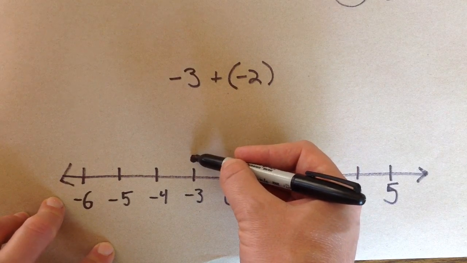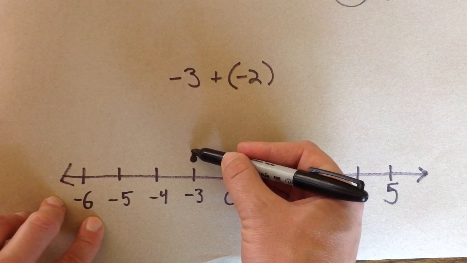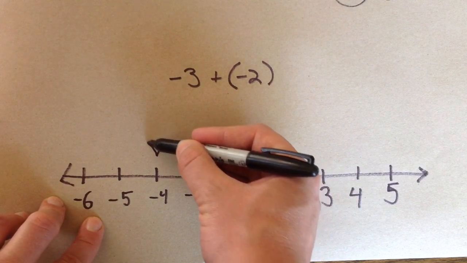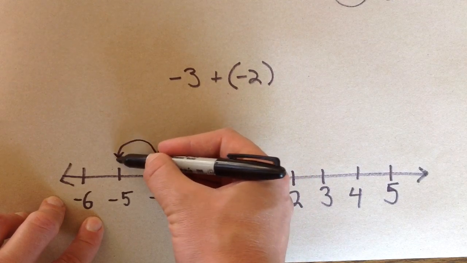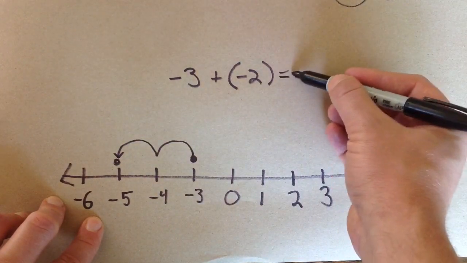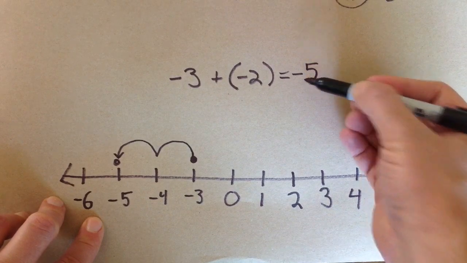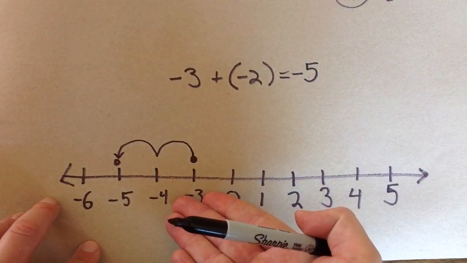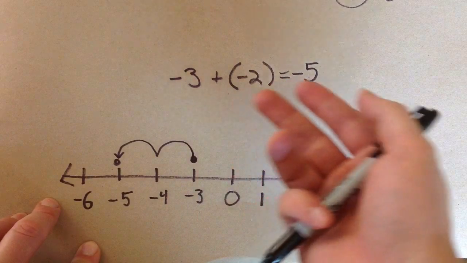So I start at negative 3, and I make it negative 2 more, so minus 2. And my answer is actually negative 5. This is how you can use number lines to help you add or subtract integers.